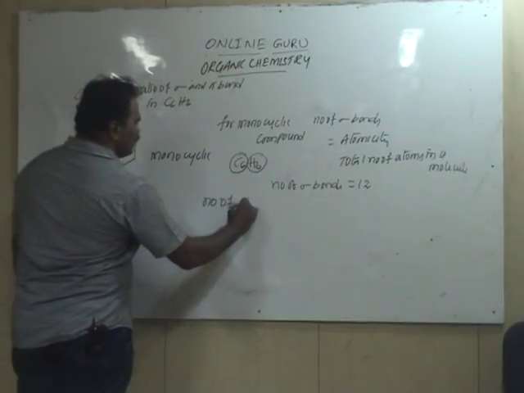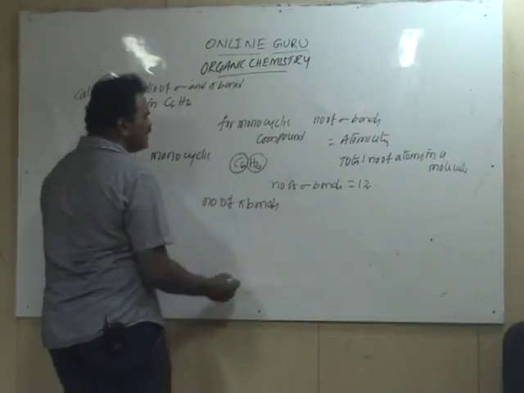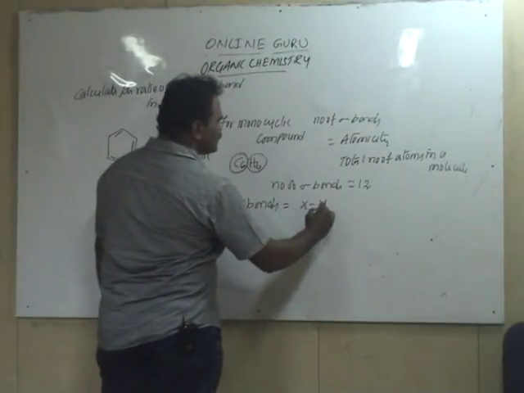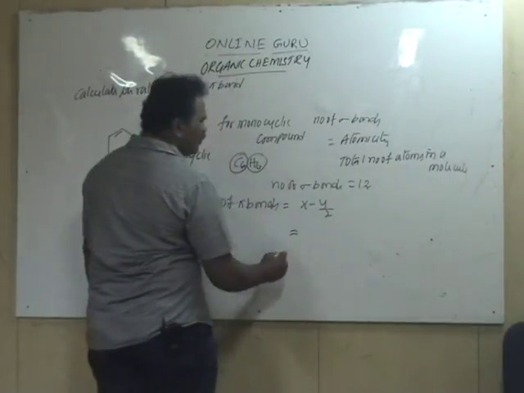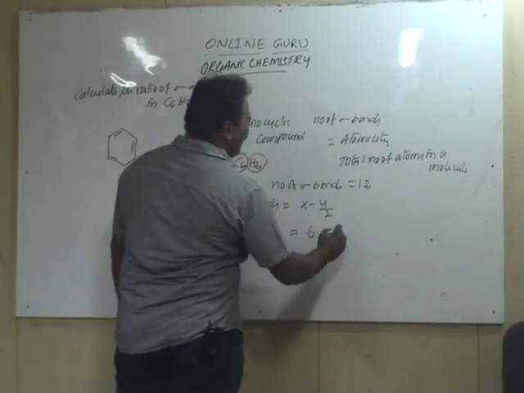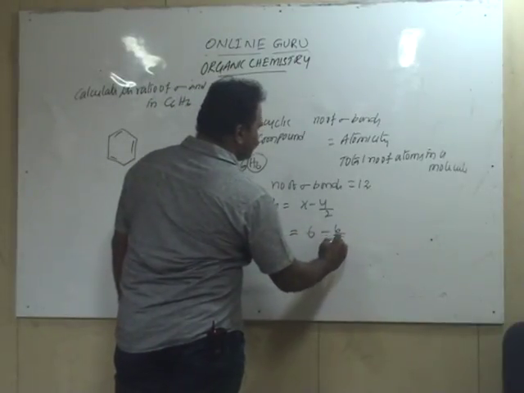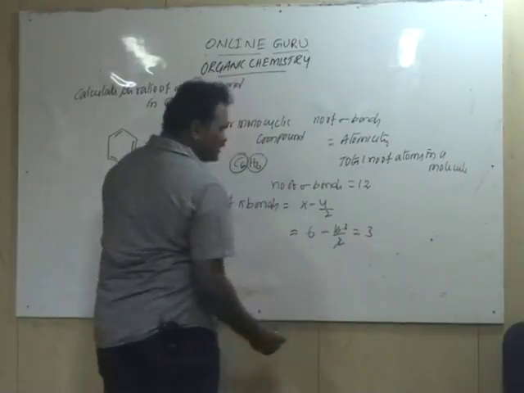Number of pi bonds: it is a monocyclic compound, so the number of pi bonds equals x minus y by 2. Here x equals the number of carbon atoms, 6, and hydrogen atoms are 6, divided by 2. 6 minus 3 means 3.